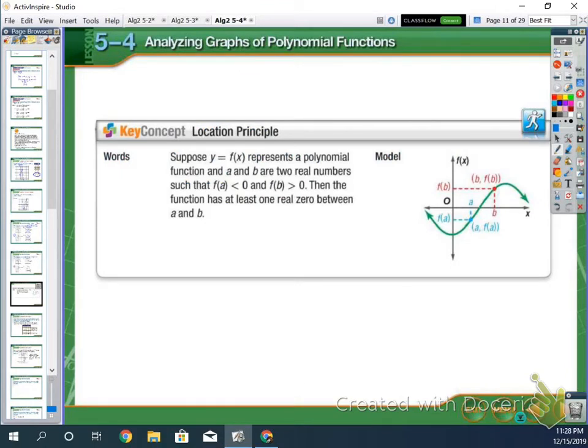All right, location principle. So this basically means if we have one point that we're looking at that is below the x-axis and the next point on our table is above the x-axis, then we must have crossed the x-axis somewhere in the middle. In other words, we must have a solution somewhere in the middle of those 2 points. And that's because of what we call continuity. The graph doesn't just jump from one point to the next. It's connected by a nice smooth curve. So somewhere in between those 2 points, you must cross the x-axis.